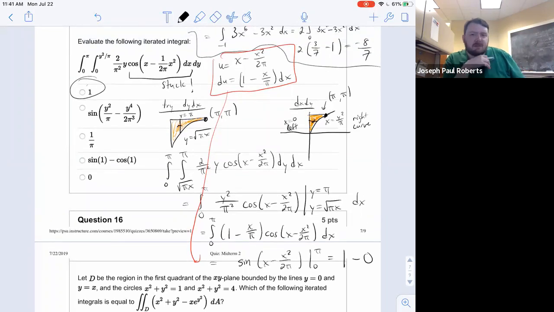So again, anytime you see some kind of complicated inside function and you don't seem to have what you need to make the substitution work out, that's what you get. All right.